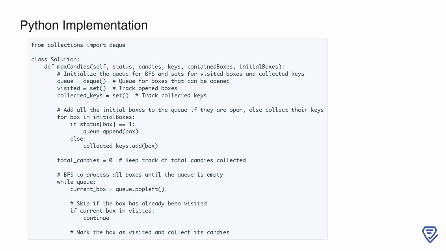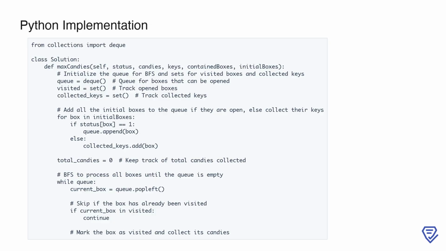Within the method, we initialize 3 data structures. First, we have the queue for boxes that can be opened. This is where we'll store boxes that are ready to be processed. Next, we use a set called visited to keep track of boxes we've already opened, ensuring we don't process the same box multiple times. Lastly, we have a set named collected_keys to store keys we find along the way but haven't yet used to open boxes.